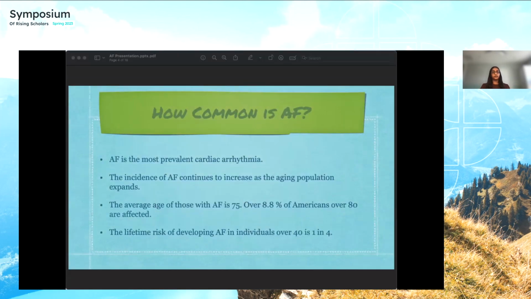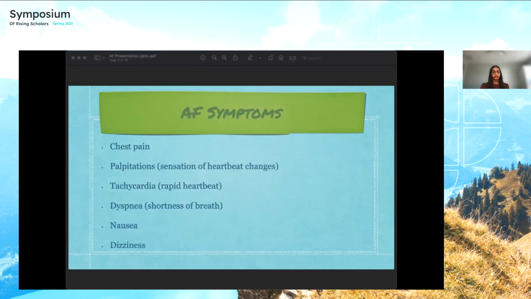Now, I will discuss the prevalence of AF. It's the most common cardiac arrhythmia, with 8.8% of Americans over the age of 80 being affected by the disease. Because the aging population is growing, AF prevalence is experiencing an upward trend in recent years. The lifetime risk of developing AF in people over 40 is 1 in 4. Some symptoms of AF include chest pain, palpitations, tachycardia, dyspnea, nausea, and dizziness.